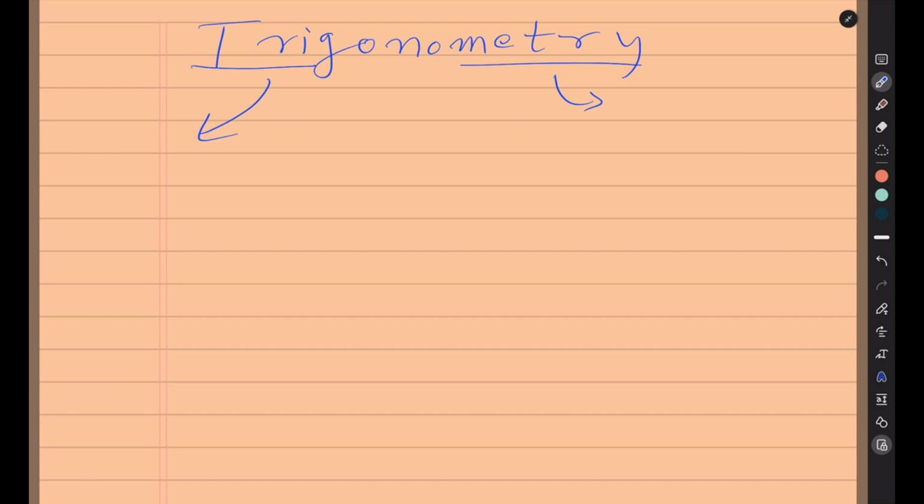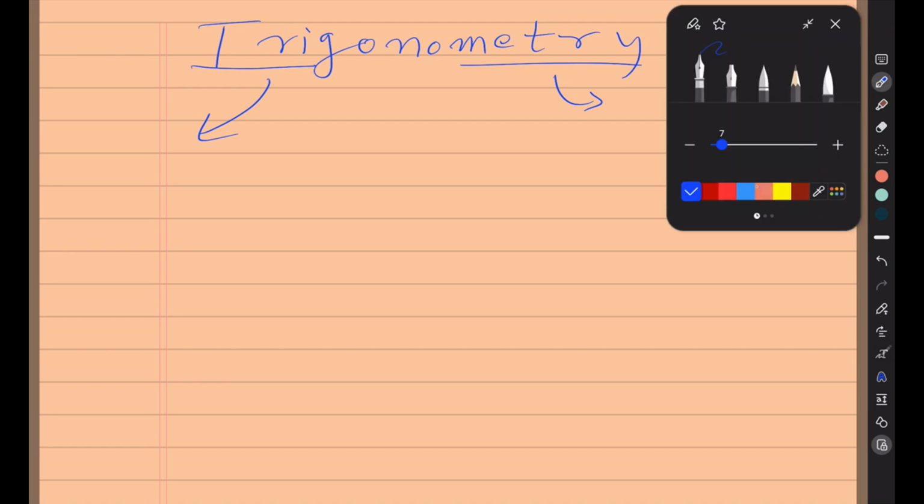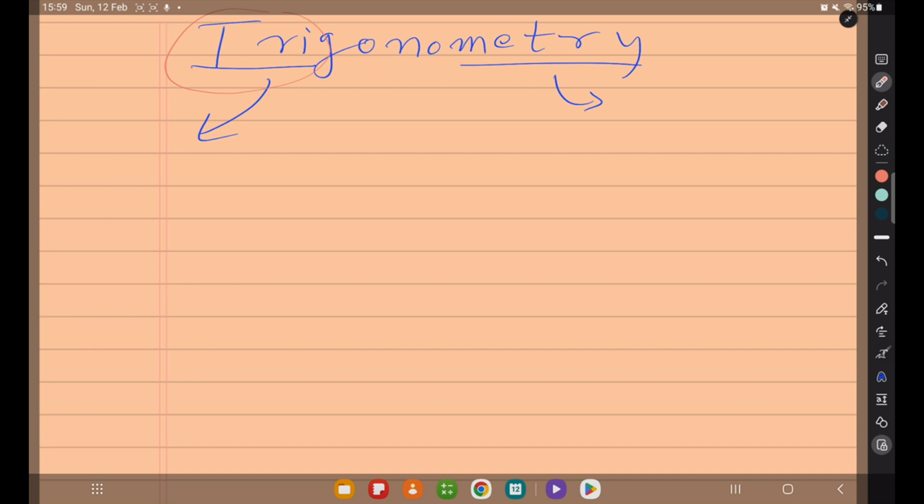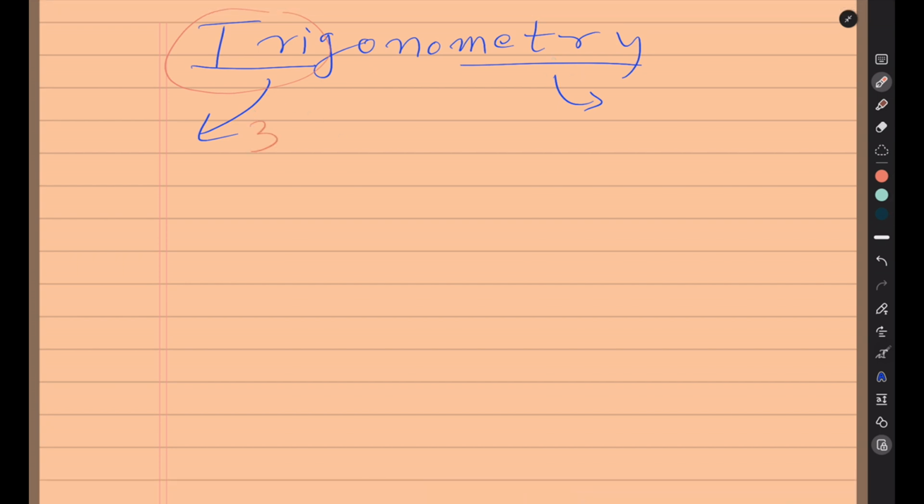What do you understand by the name of this section of mathematics? You can say that trio, this is trio, tri. Tri is nothing but a kind of three, and then the metry is something related to measurement or measuring, etc. So we will just try to delve into very basic concepts of trigonometry.